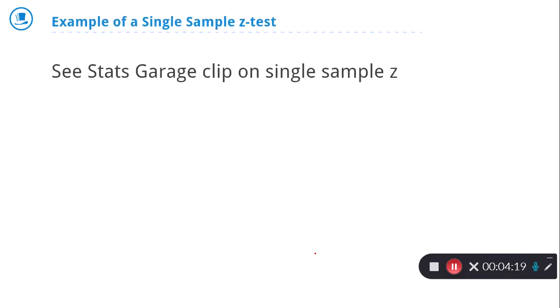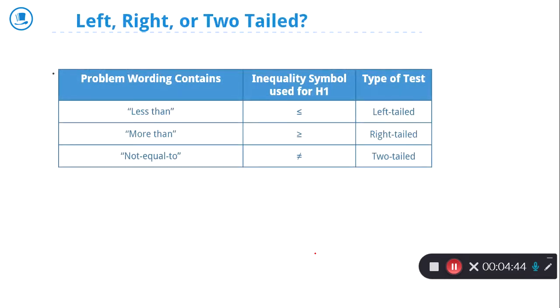At this point, take a break and look at the Stats Garage clip on the single-sample z-test. I wasn't able to insert the entire clip into this PowerPoint presentation, so I'll just refer you to it outside of this. So take a break, look at that clip, and then come back. All right, so you see from that clip, it really just is what we have been doing all along.